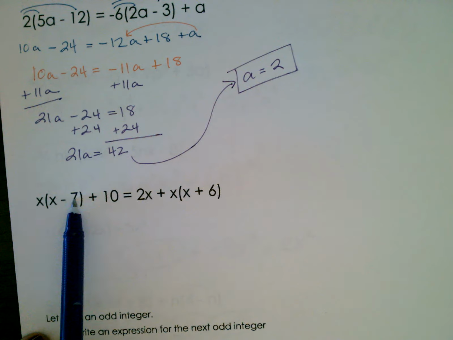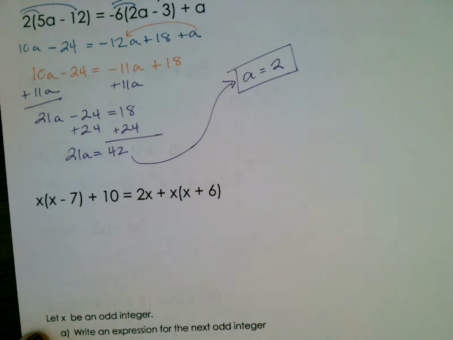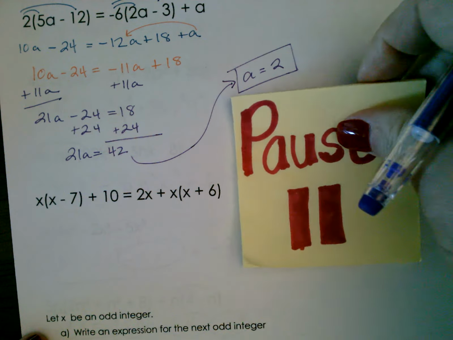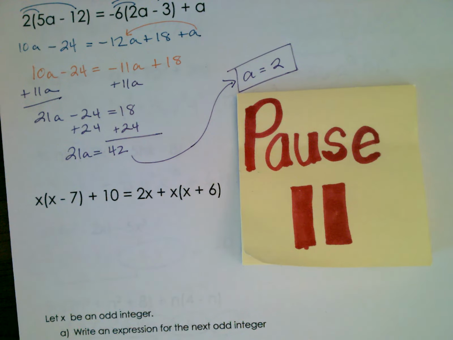Same process here. You will distribute, combine like terms, and solve. I'm going to ask you to do that one by yourself. Follow the same steps. Distribute, combine like terms, and solve. Pause the video.